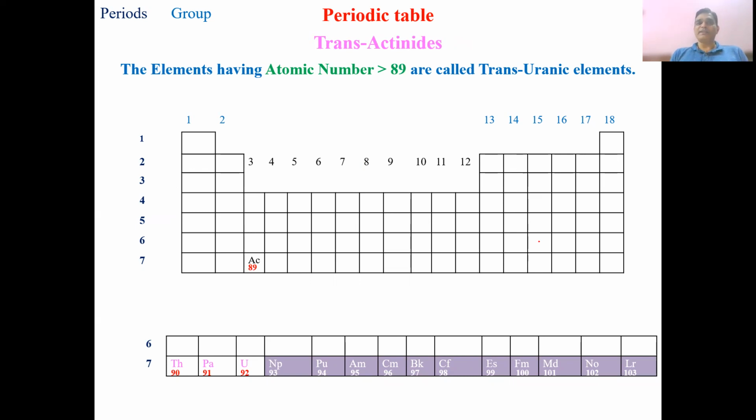Transactinides: all the elements having atomic number greater than 89 are called the transactinides. We will make a correction here. This is called the transactinides. So the elements having atomic number greater than 89, because 89 is the atomic number of actinium, are collectively called the transactinides. Trans means after that.